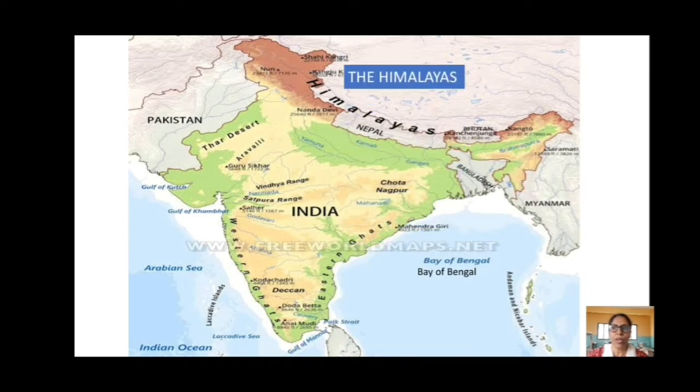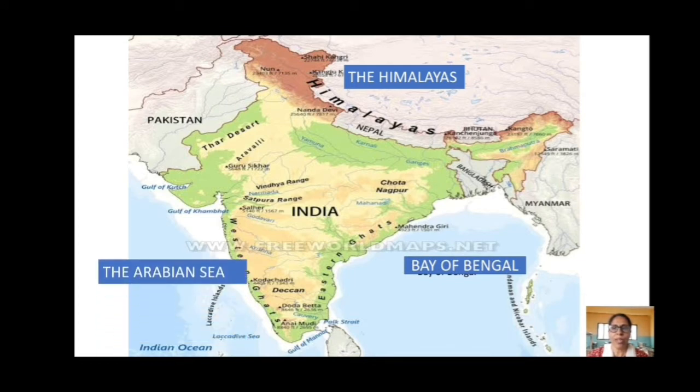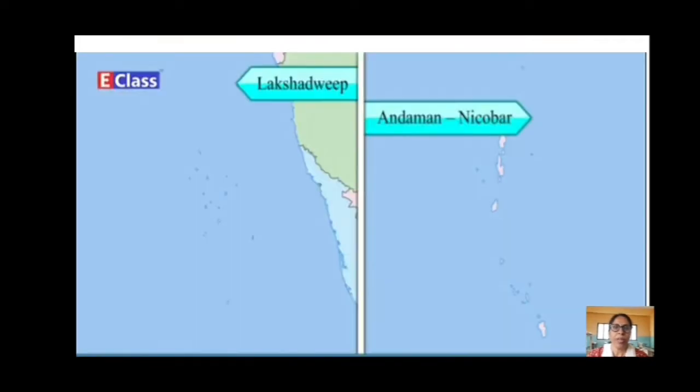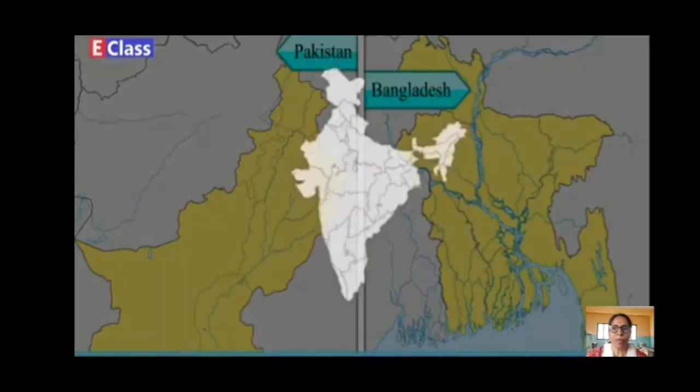At its north lies the Himalayas. To the east, the Bay of Bengal. To the west, the Arabian Sea. And to the south, the Indian Ocean. Except for Andaman and Nicobar and Lakshadweep Islands, the rest of the country shares a common border that is contiguous. Also, before 1947, today's Pakistan and Bangladesh were also a part of India.